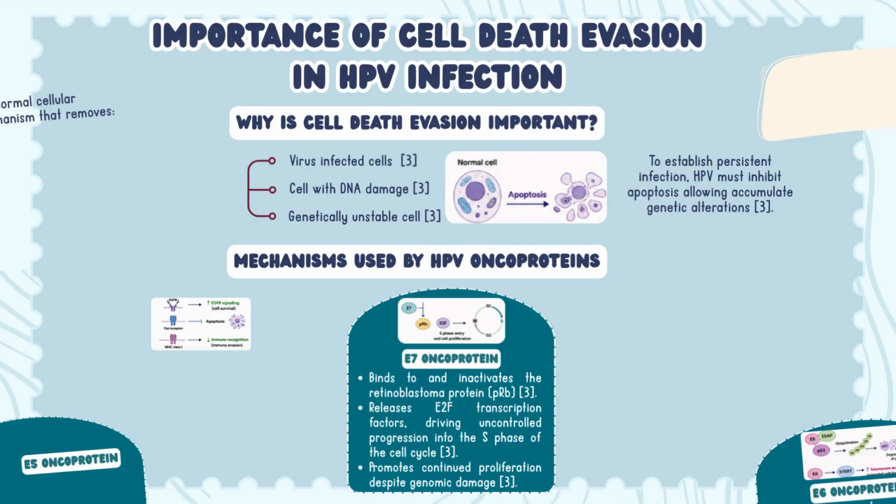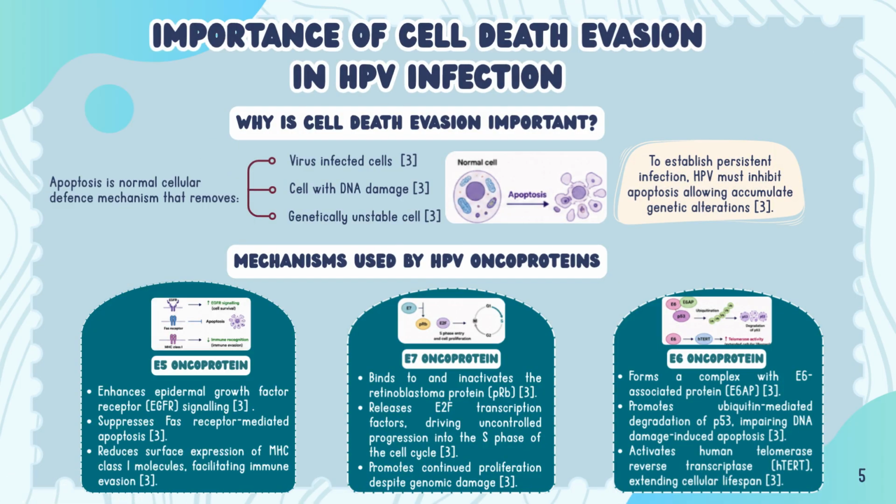This slide explains why cell death evasion is important in HPV infection. Normally, apoptosis, or cell death, removes virus-infected and damaged cells. However, HPV prevents this process using 3 oncoproteins. E6 promotes the degradation of p53 and activates telomerase, allowing infected cells to survive longer. E7 inactivates pRB, causing uncontrolled cell division.